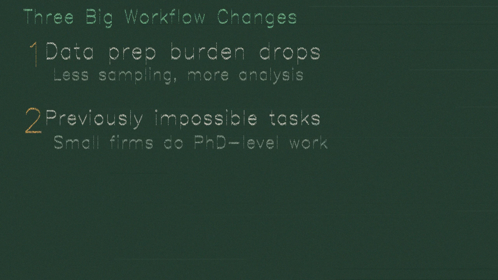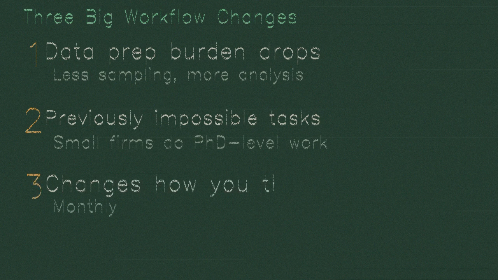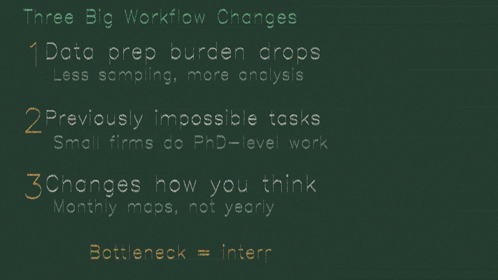Third, and this is the sneaky one, it changes how you think about projects. When building a model is cheap and fast, you start asking different questions. Instead of 1 land cover map per year, why not monthly? Instead of classifying 5 species, why not 50? The bottleneck shifts from model building to interpreting results and making decisions.